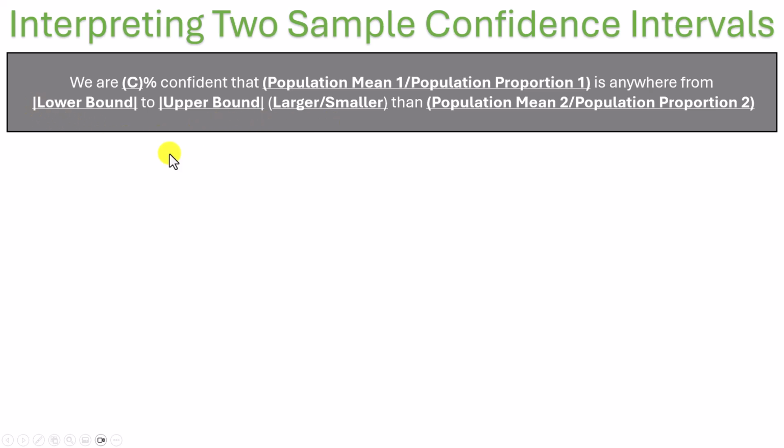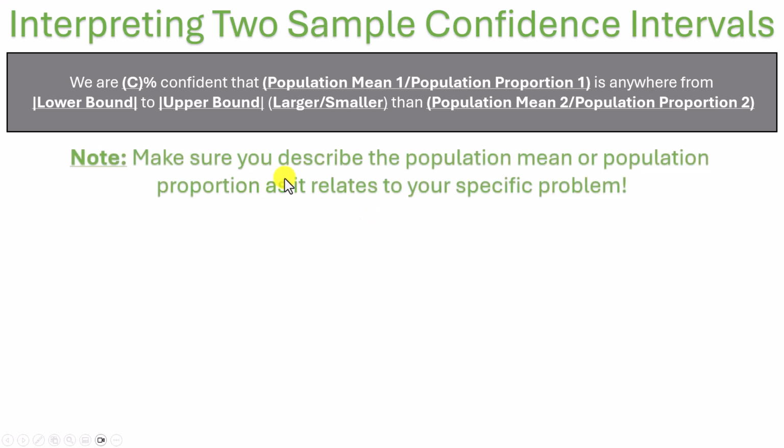So you'd have to say the lower bound smaller all the way up to the upper bound larger, potentially, or some kind of combination of that. Okay, but we'll look at examples. Make sure you can describe the population mean or proportion as it relates to your specific problem. So don't just leave it as population proportion 1 and 2.